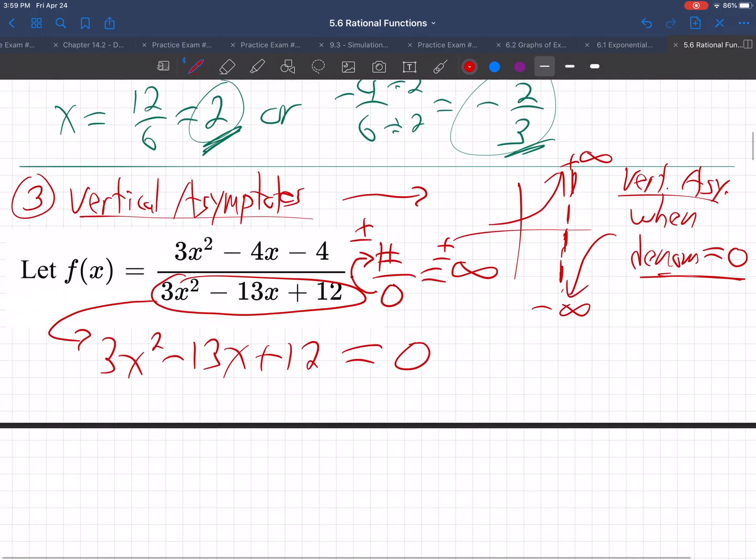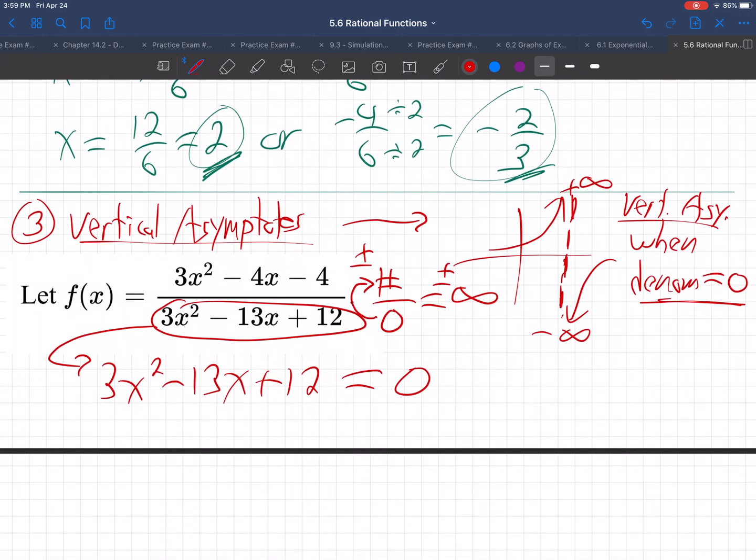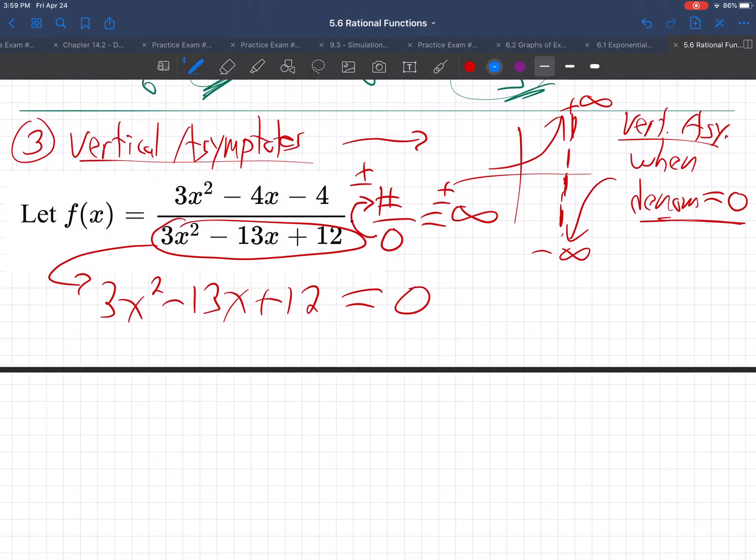So now I need to solve this. This is just like the one we did before. We can do the quadratic formula. You could factor it as well. Let me show factoring this time. You could go 3x and x, because those multiply to be 3x squared. And then you could say, okay, what's going to multiply to be 12? Well, 3 and 4. And you could put 3 here and 4 there.